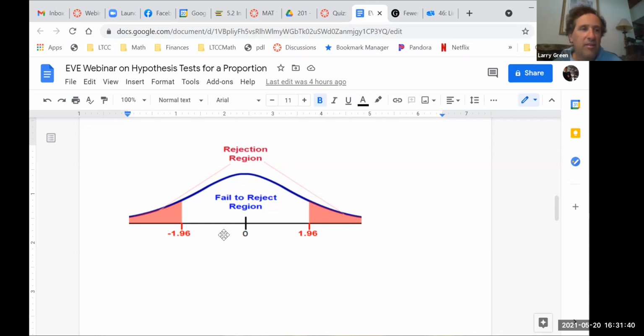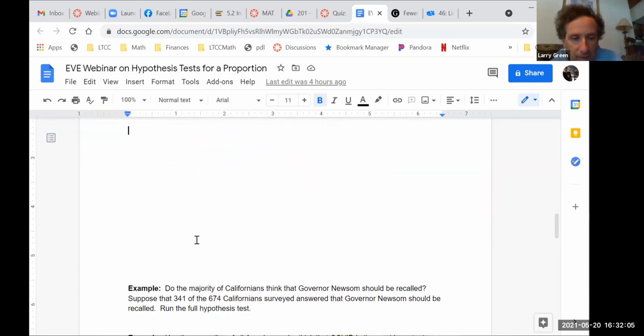Any questions? Any questions on any of the steps of hypothesis testing that we talked about on Tuesday, you got quizzed on today, and then we answered it today, before I move on to proportions, which are the same steps? Any questions? Okay, if there aren't any questions, let's move to an example.